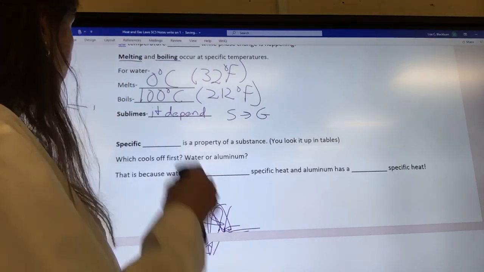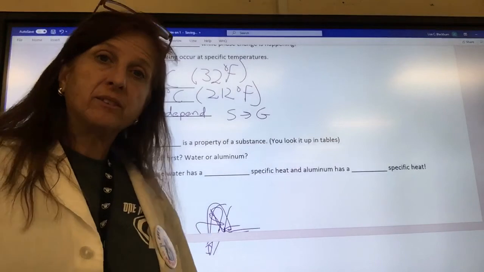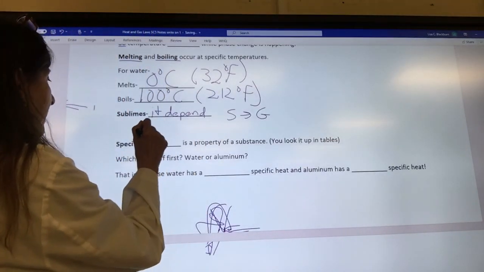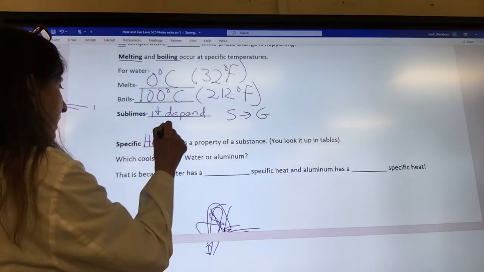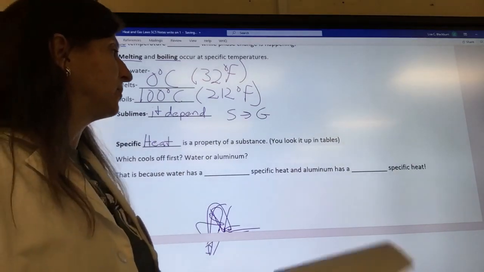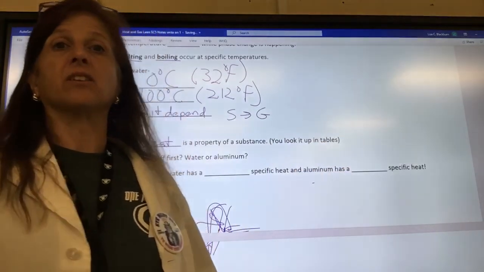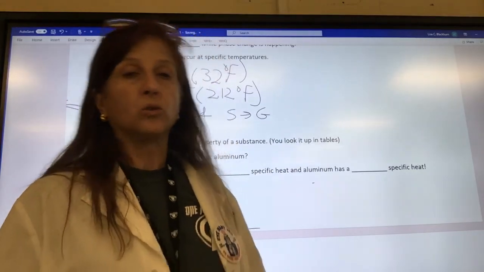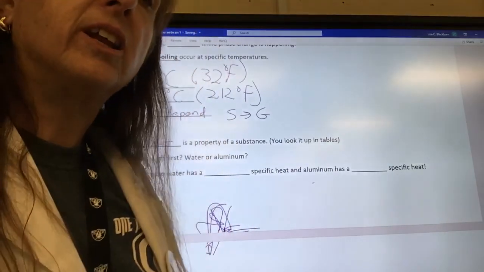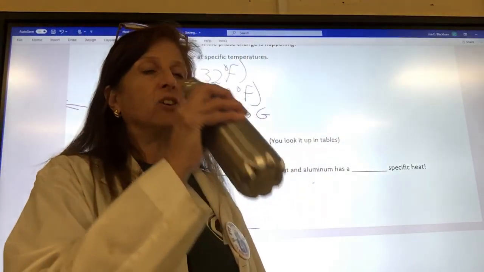Okay, so the next thing is there is a property of substances called specific heat. And it is a property of the substance. You look it up in tables. So like you can look up the specific heat of gold. You can look it up for water. You can look it up for stainless steel.